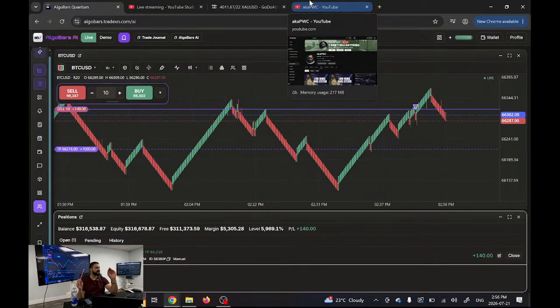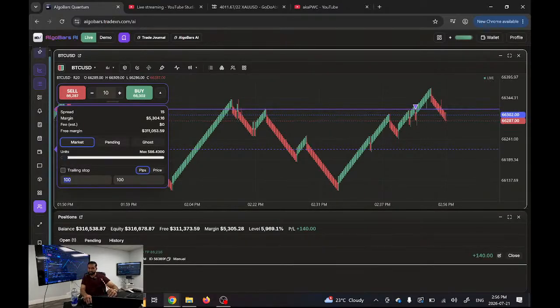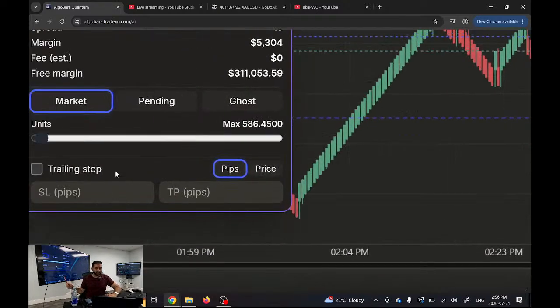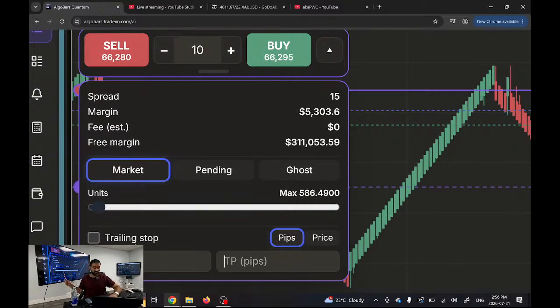Now, the second thing is how can you control the loss and the risk. On AlgoBars, it makes it very easy because if I click this drop down beside the buy button, I can preset my stop loss and my take profit. You see it says SL, stop loss, and TP, take profit. I always set my stop loss to 100, and I also always set my take profit to 100. When I set them to 100 and 100, how do I control the actual risk? By changing my lot size.